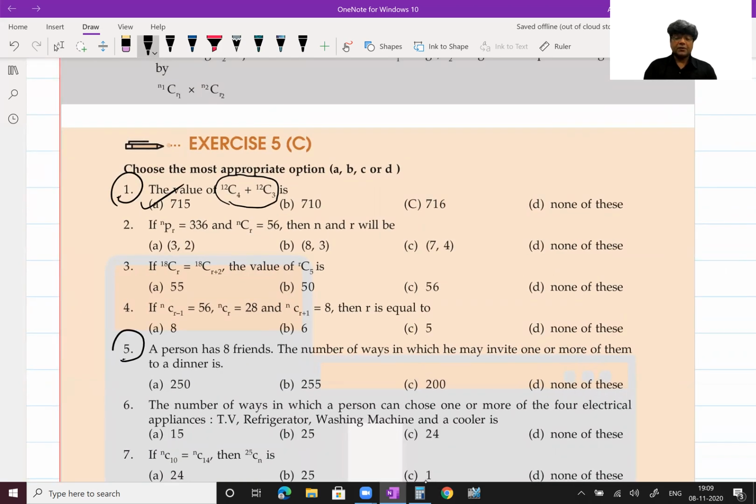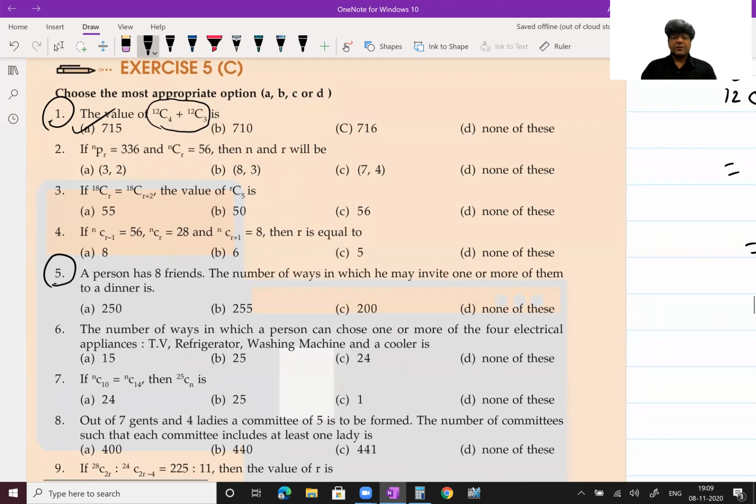Now question number 5. A person has 8 friends, the number of which invite one or more. You will ignore this word, question is gone. So you have to read the question very carefully. One or more to a dinner. You know the formula I have written now, total number of combinations of taking one or more, taking some or at a time. So a person has 8 friends.